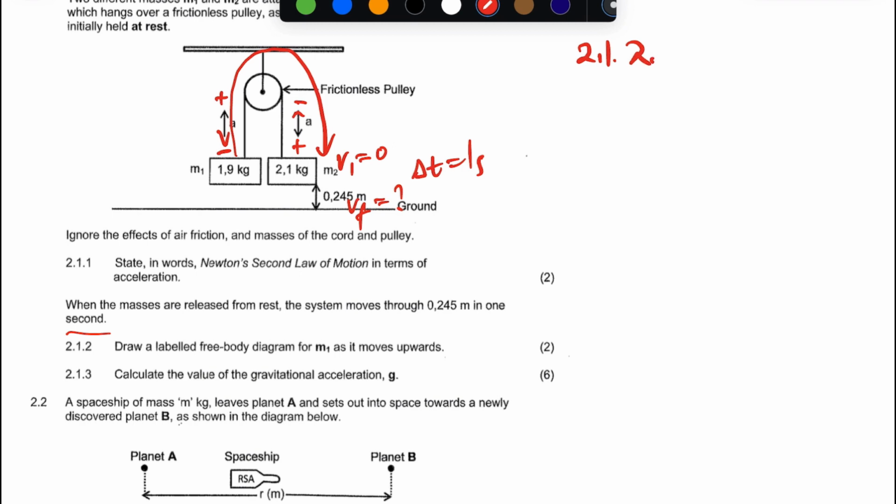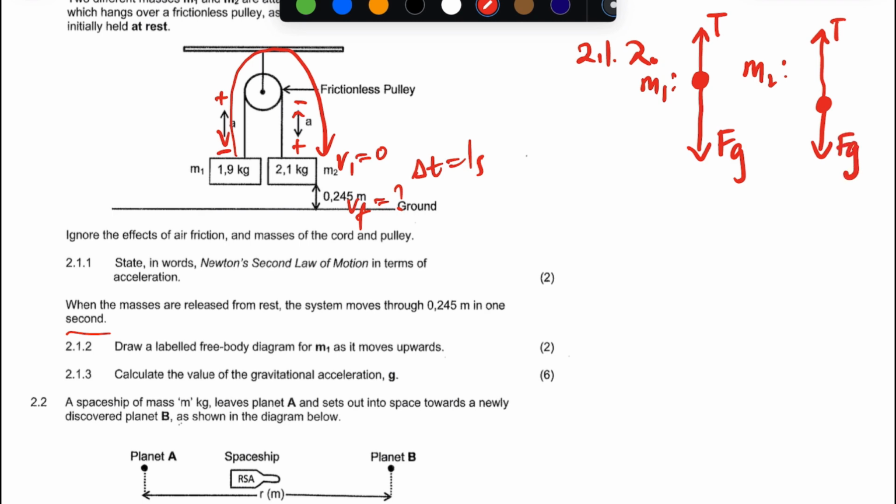2.1.2 says draw a labelled free body diagram. It's very important that for M1, M1 is going down, and we represent that object by a dot. It's pulled by the gravitational force, so the magnitude of the gravitational force will be bigger, and then there's a tension force that is up. It's going to be smaller, and this is M1. And then I would like to do it for M2 as well, even though it's not asked. So for M2, it's going upwards. It's going upwards by the tension force. It's going to be bigger, and the gravitational force will be down, and it's negative, according to the choice of our direction.